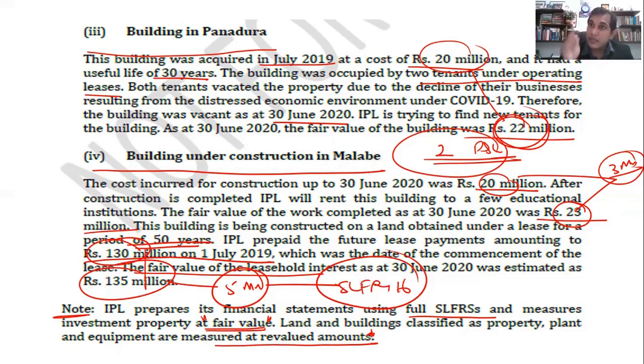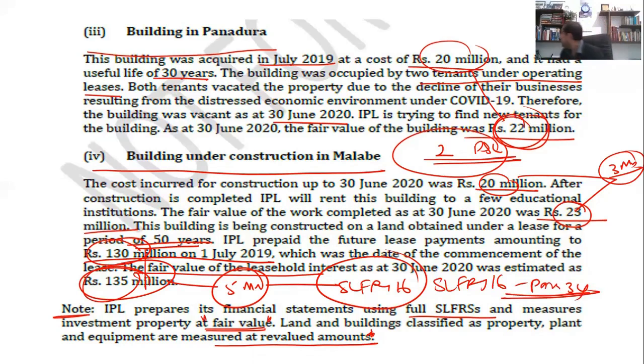Since investment property of the business is measured at fair value, SLFRS 16 allows you to measure the right to use asset at fair value. The fair value changes should be charged into P&L. There is a specific section, that is para 34 of SLFRS 16. Please read para 34 of the standard.